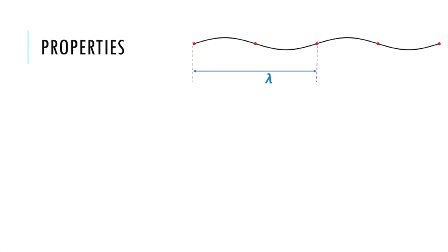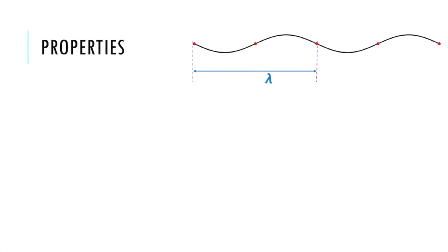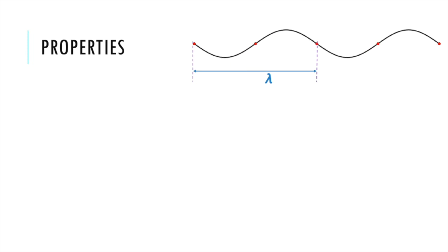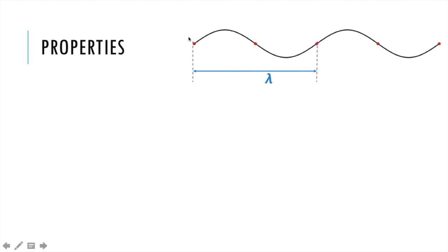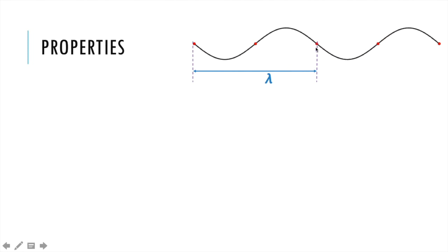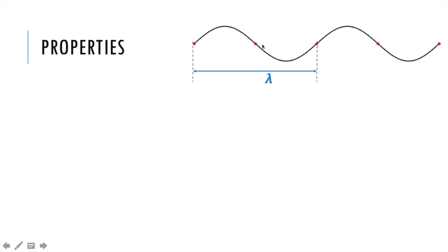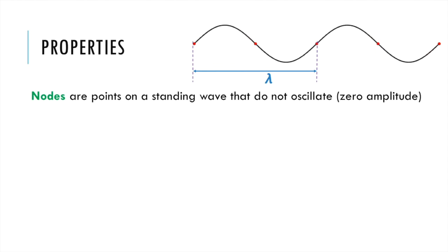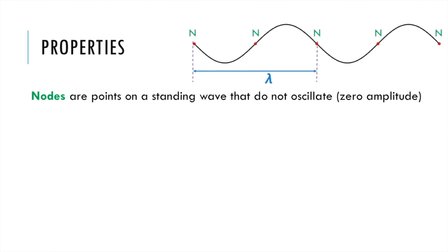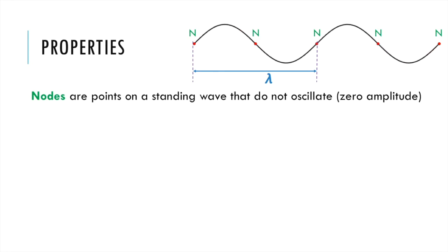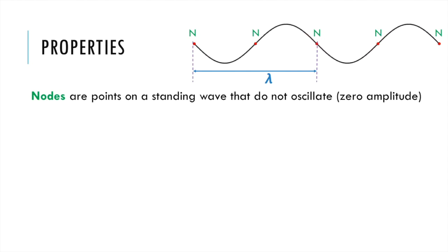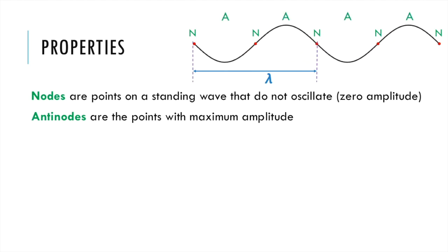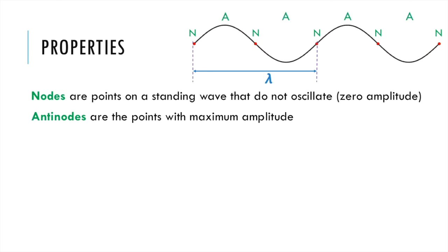So here we have an image of, again, what a standing wave looks like. Notice the wavelength on the diagram here. It's between two of these dots, these red dots, which you can see don't move at all. There are points on a standing wave that don't move. We call these nodes. They don't oscillate, they have zero amplitude. We can label them all with Ns like this, and the points in between that have the maximum oscillation or maximum amplitude, we call antinodes. And so you can see the antinodes fit in between the nodes.